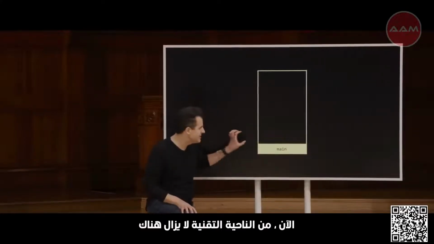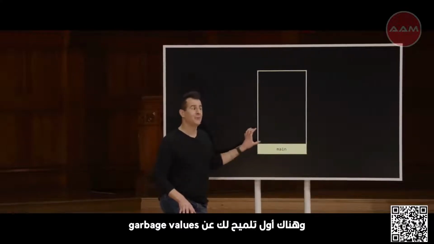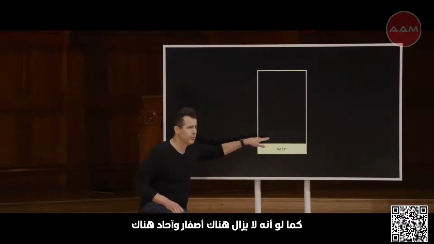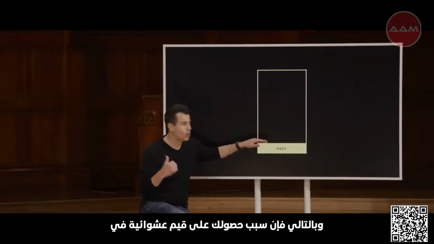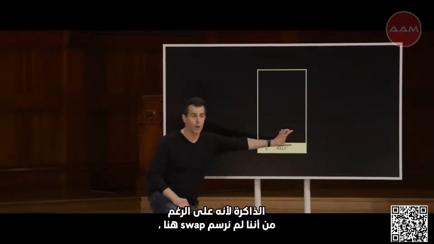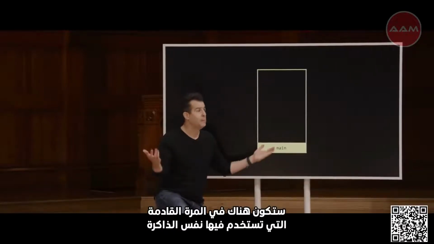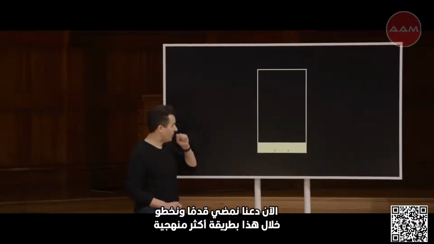Now, technically, it's still there, even though we've removed it from the picture. And there's your first hint of garbage values, right? There's still zeros and ones there, and they're left in the previous configuration. And so the reason you get random values in the memory is because even though we haven't drawn swap here, there was stuff there a moment ago. It's going to be there the next time you use that same memory.